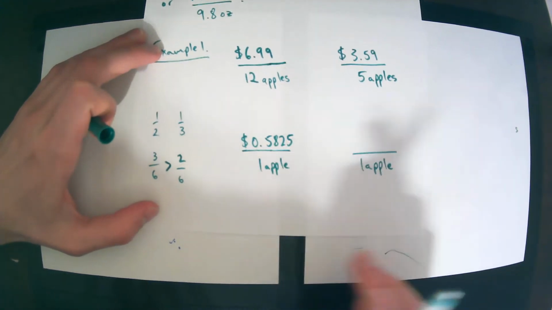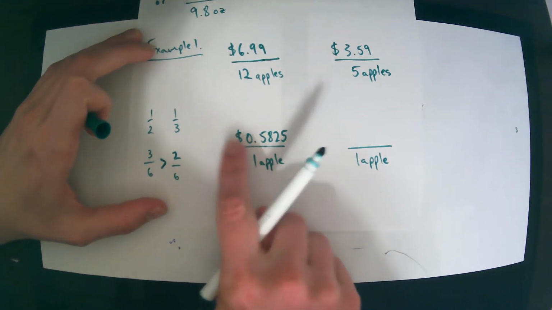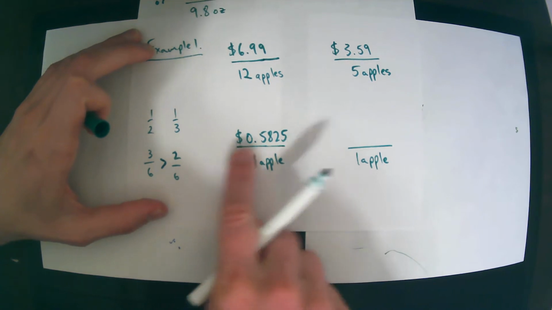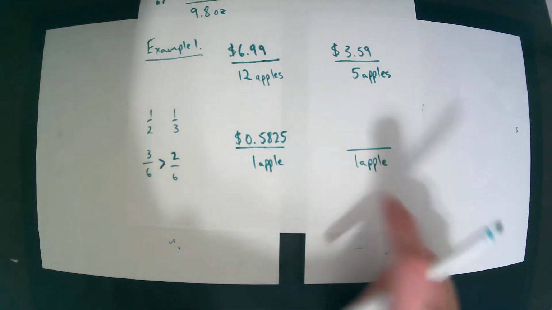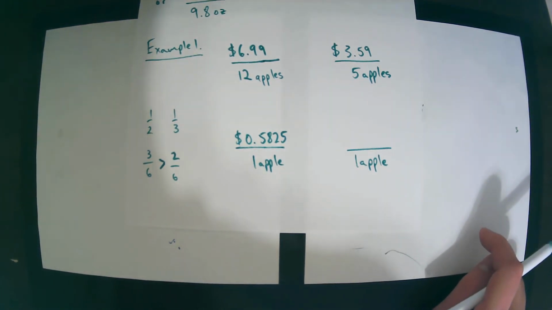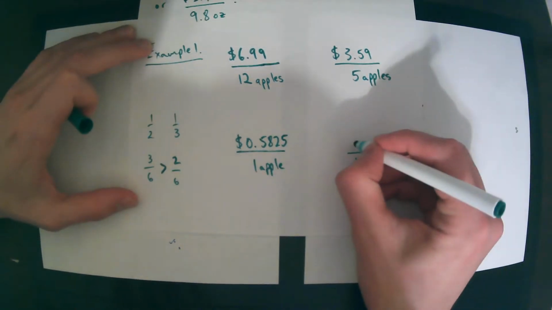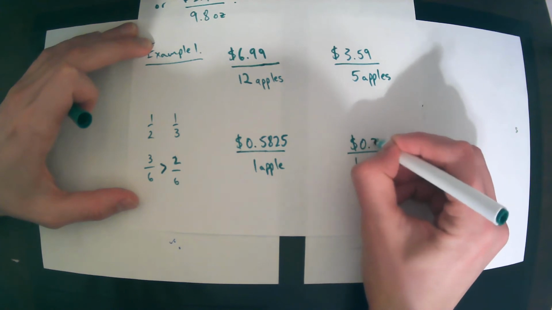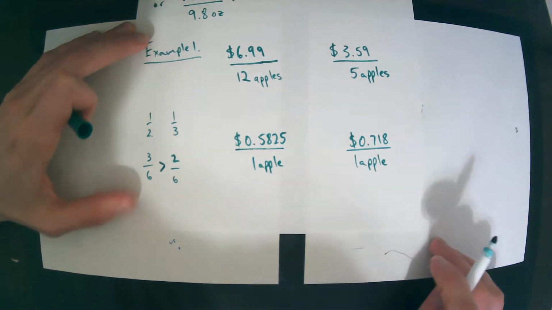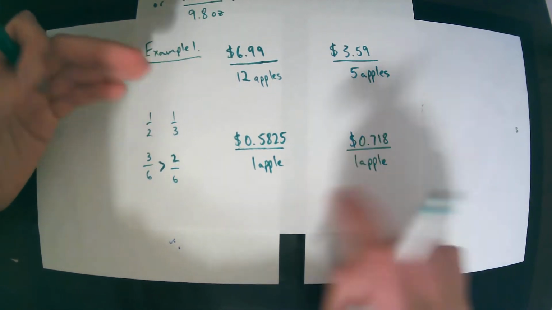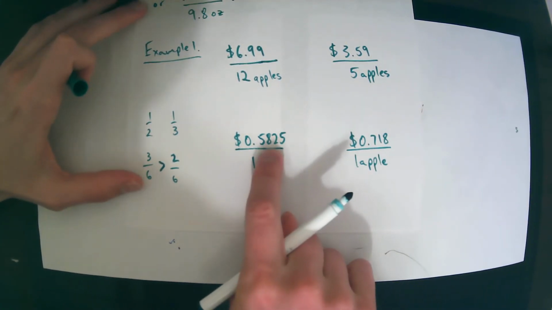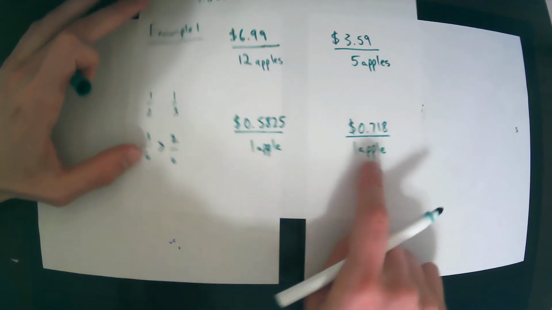I'm getting 0.5825, okay? Now, of course, American money only goes out to the 100th place, so I'm going to be rounding that, but let me go ahead and get the other one as well by doing 3.59 divided by 5. And this is giving me 0.718. Okay, so now clearly this one's more expensive, but before we say for sure, let's round our answers to the appropriate decimal point since we're dealing with US currency.